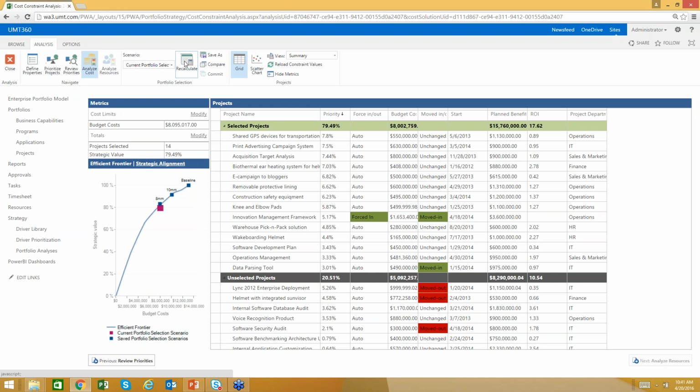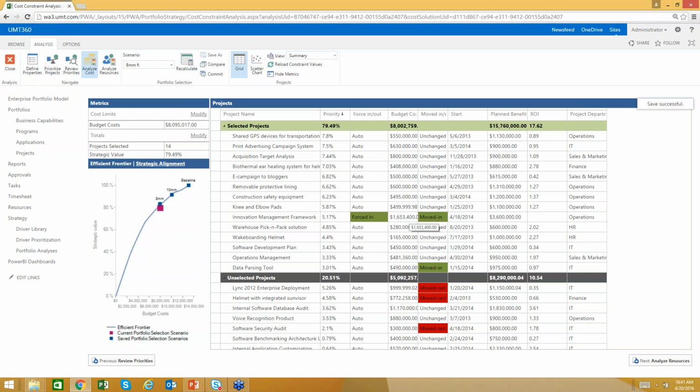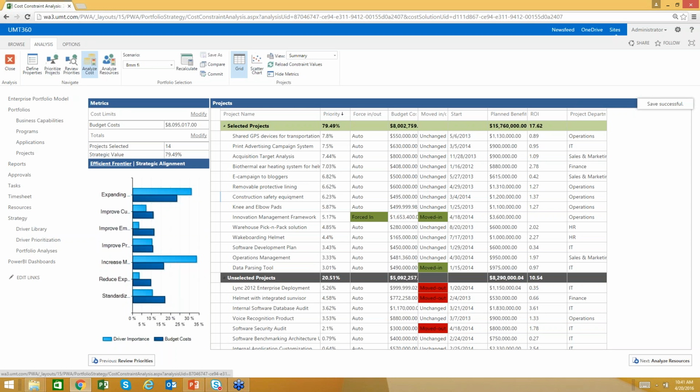In this case, we forced in a project. This project also had a dependency on a data passing tool that was brought in because of that decision, and we can quickly understand the trade-offs by seeing which projects were moved out. So I can save this one as an 8 mil force in. So again, a good way of being able to just run scenarios, save scenarios, and communicate scenarios.